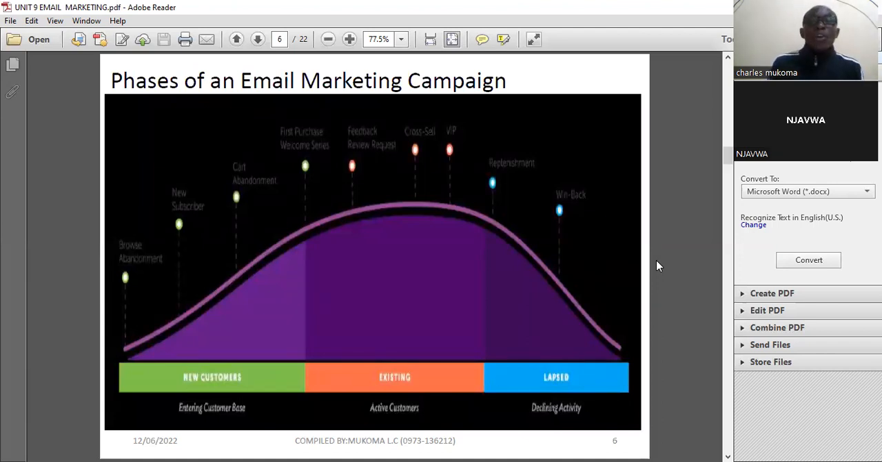Phases of an email marketing campaign. That is the diagram we see on the next slide, which looks like a product life cycle. Okay. So it goes through these stages. Okay. So there are new customers there, then there are existing customers there, then there are lapsed, or declining activities.